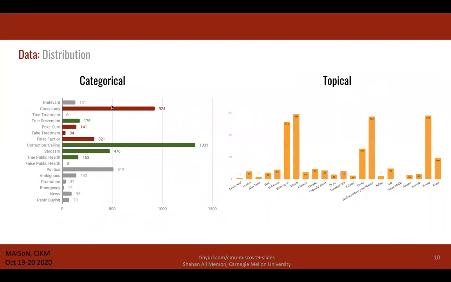In terms of the data distribution, our data is very diverse in both categorical and topical sense. In categorical distribution, you'll see that correction or calling out and conspiracy form the largest categories. In topical distribution, hydroxychloroquine or malaria-related tweets, bleach, bioweapon, and Trump-related tweets form the largest chunk of the categories.